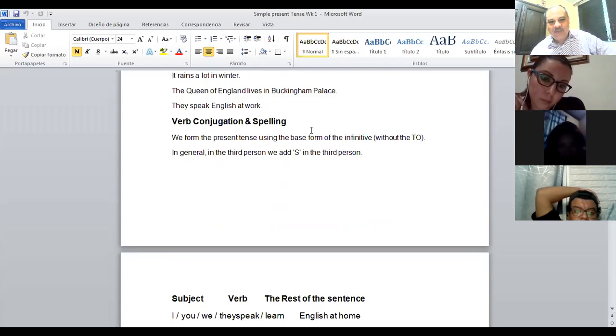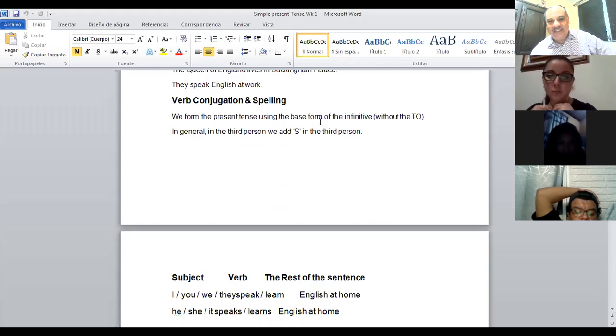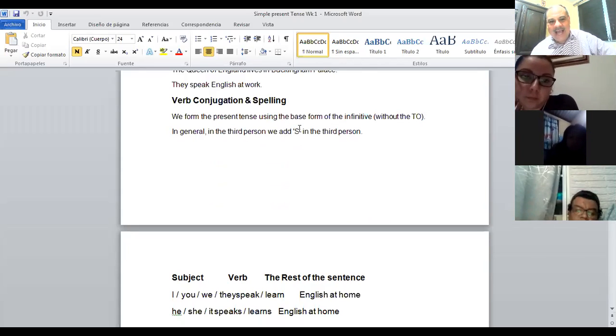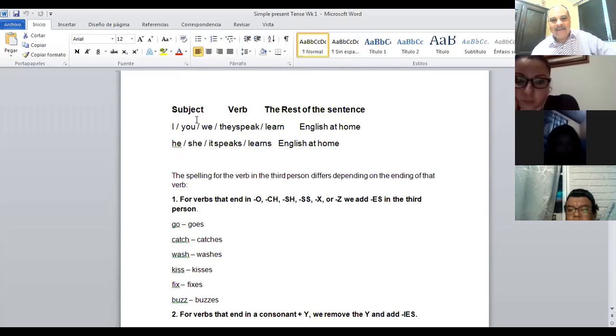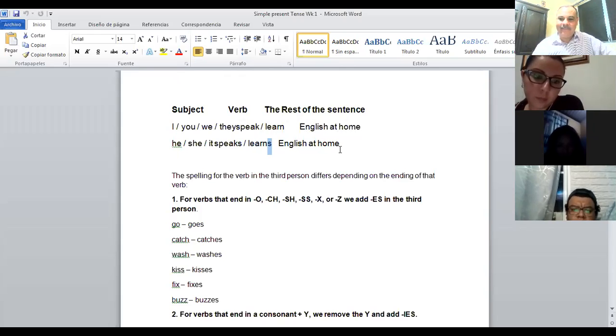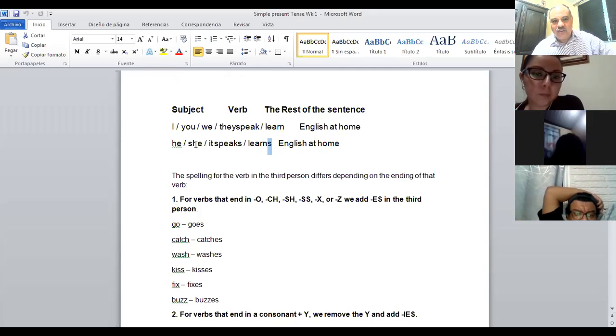Now, verb conjugation and spelling. We form the present tense using the base form of the infinitive without the to. In general, in the third person, we add s. Okay, now let's see. Can you see I, you, we, they speak or learn English at home? But he, she, and it speaks or learns English at home. ¿Está claro eso? Is that clear? Okay, so when we talk about third person singular, male, he, or female, she, or for things or animals that are singular, we are going to add S, generally.